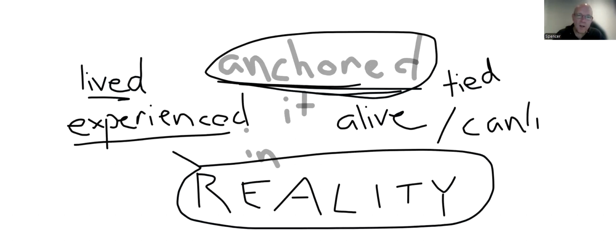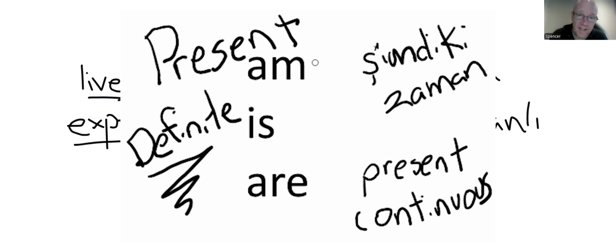It means that whatever we're talking about, and remember, we're doing am, is, are, which is present definite, definite in the sense that this is real before your eyes, to your senses, to your smell, to your touch, to your hearing. You can see and feel these things. And that is the present definite, which is to say, am, is, are.